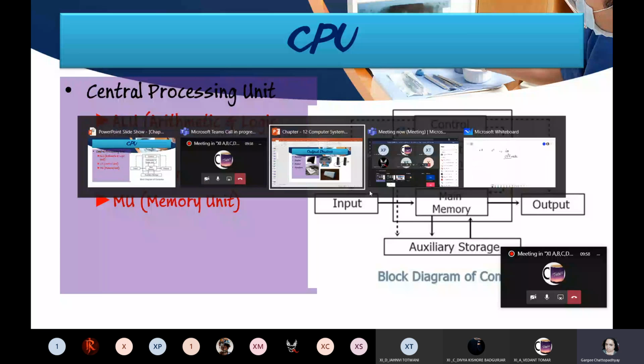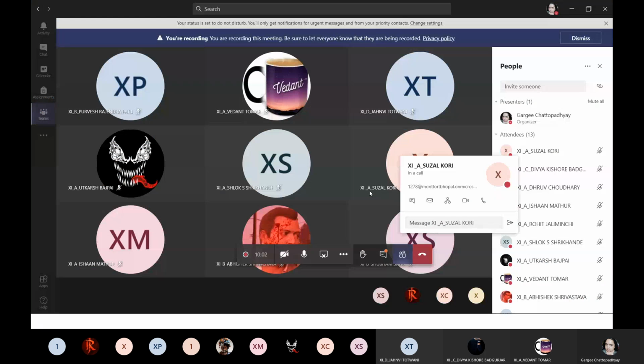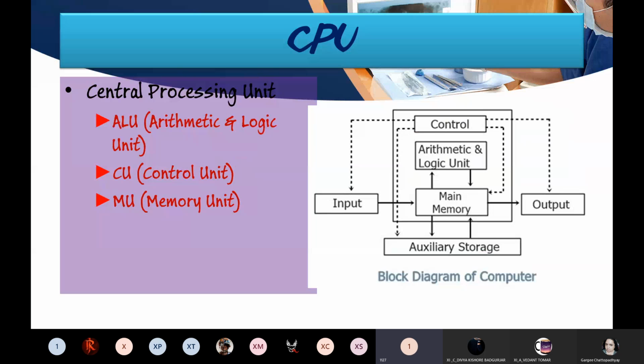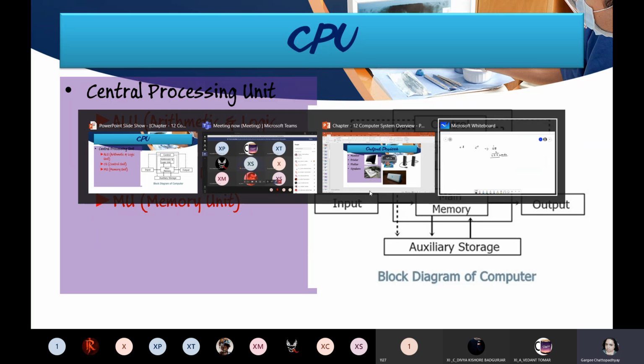Raise your hand, students. It's a revision session going on, right? Okay, yes, Shlok. Ma'am, arithmetic and logic unit carries out all the arithmetic and logical operations such as plus, minus, greater than, equal to, etc. As well as logical operations, not only arithmetic operations. These are the arithmetic operations.